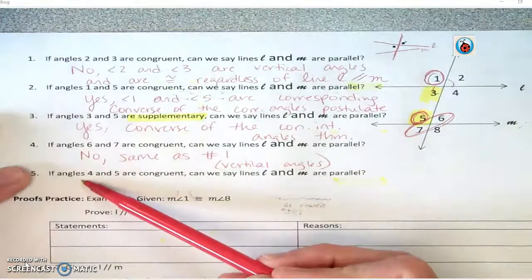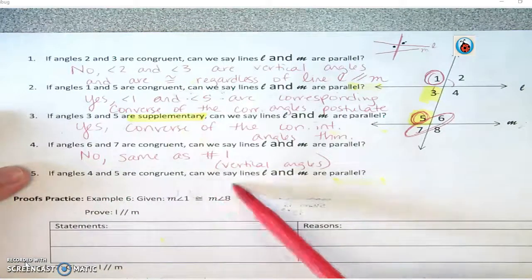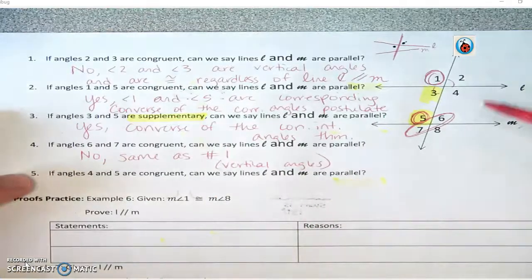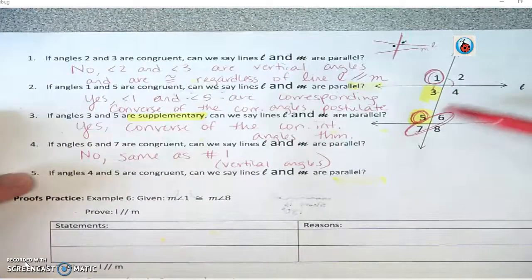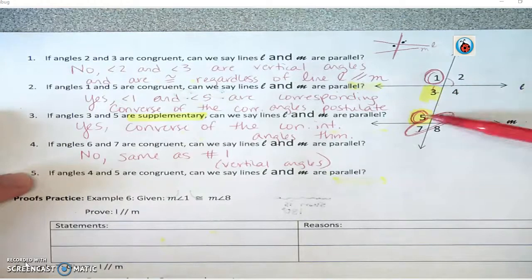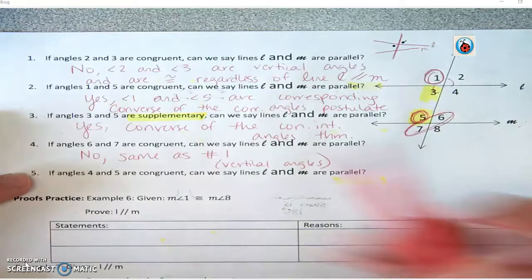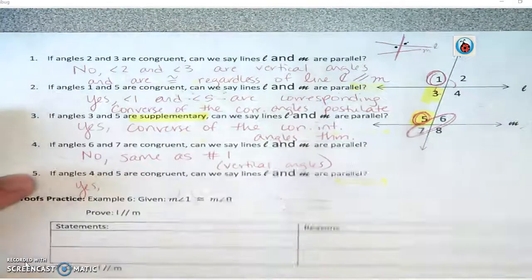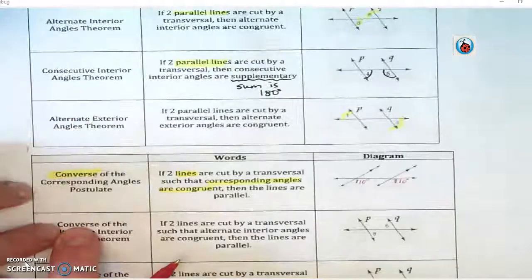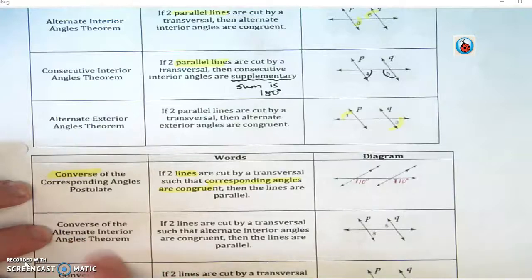If angles 4 and 5 are congruent, can we say lines L and M are parallel? 4 and 5 are alternate interior angles, and if they're congruent, we do know the lines are parallel. So the answer is yes. And that is the converse of the alternate interior angles theorem.